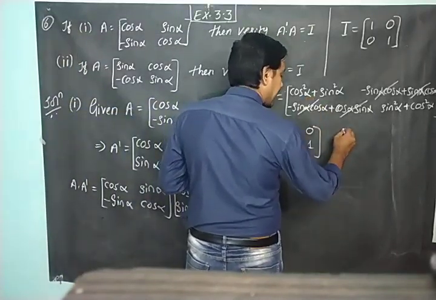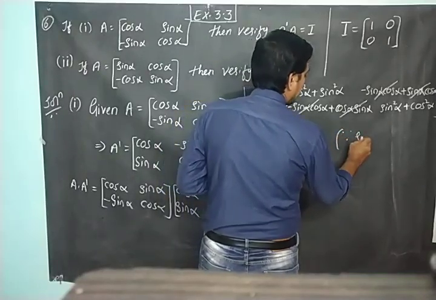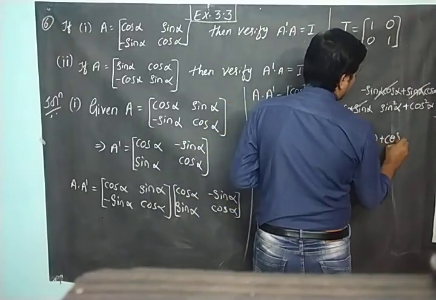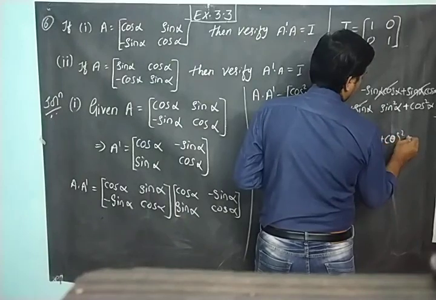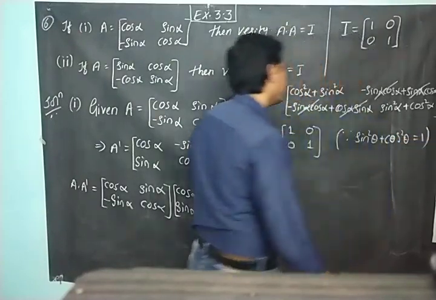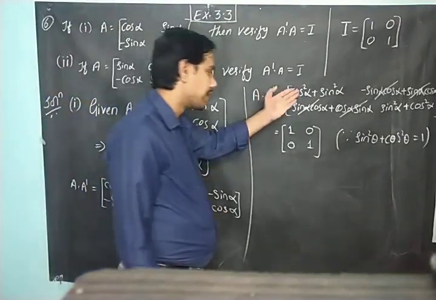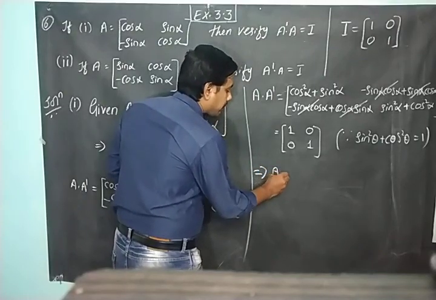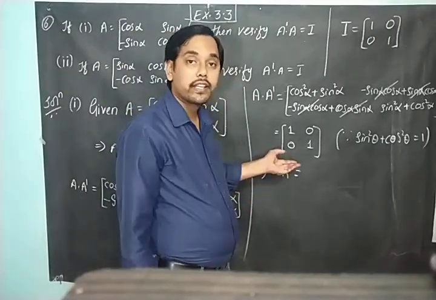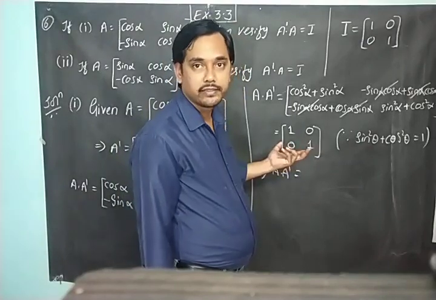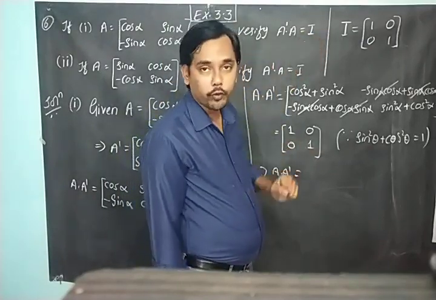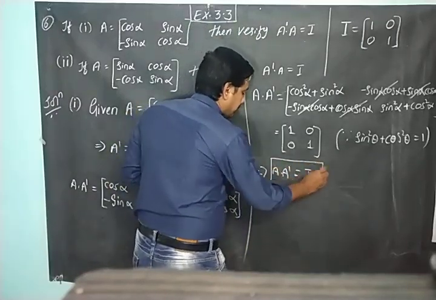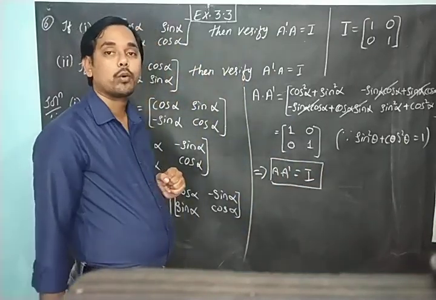So this is the standard identity, sin square theta plus cos square theta is equal to 1. If we apply here, we will get 1 and 1 in this problem. Right? Then what is this? What we got here, what do we call this matrix? This is a unit matrix, and a unit matrix is nothing but the identity matrix for multiplication. So this can be written as I. So this is how we need to prove A into A dash is equal to I.